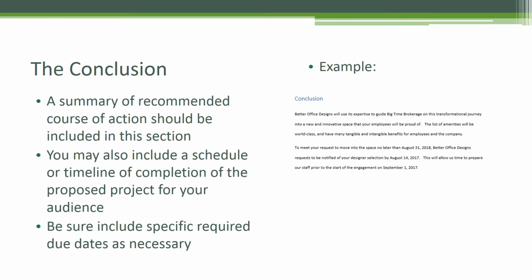However, in the example you'll see here, they have put both the recommended course of action and the conclusion information just together. You may also include a schedule or timeline of completion. This may be a graphic element similar to what we did in the progress report. You may include that in this section as well. You also want to be sure to include any specific required due dates as necessary. Again, you want to make sure you, and in the case of the proposal, any of your readers understand any certain time constraints that may be relevant.